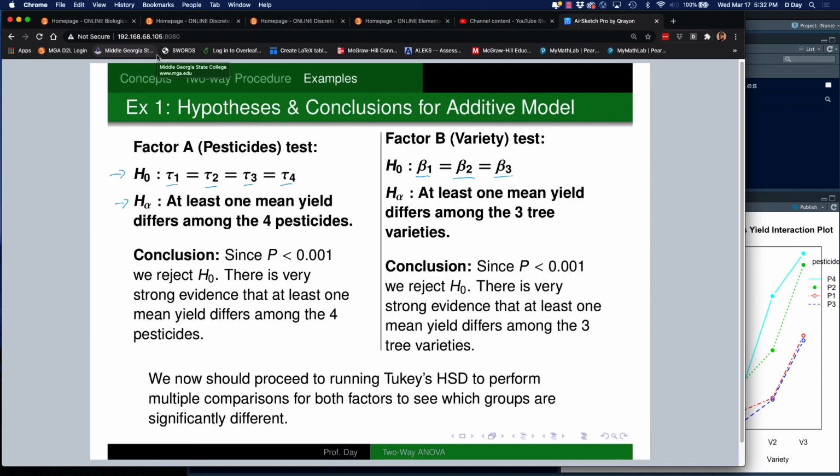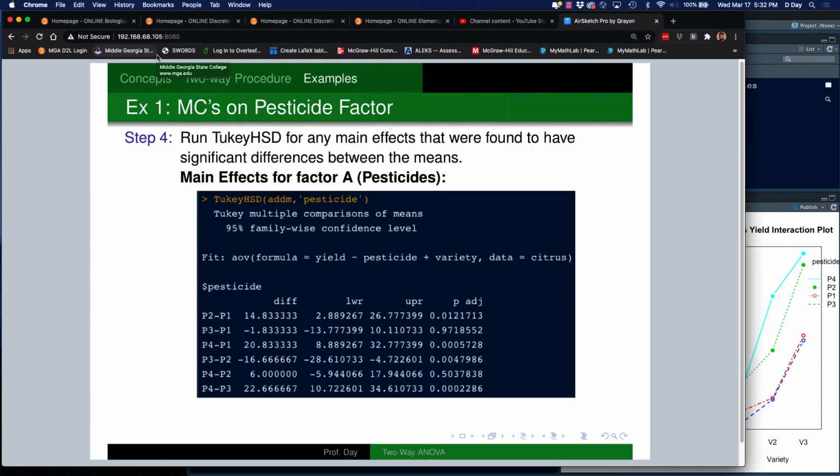Okay, so since there was a difference in both of them, we needed to perform Tukey's HSD to perform multiple comparisons for both factors to see which groups are significantly different. All right, and so we'll just do Tukey's HSD here. We won't do the pairwise.t.test on these, because we'll get the same results either way.